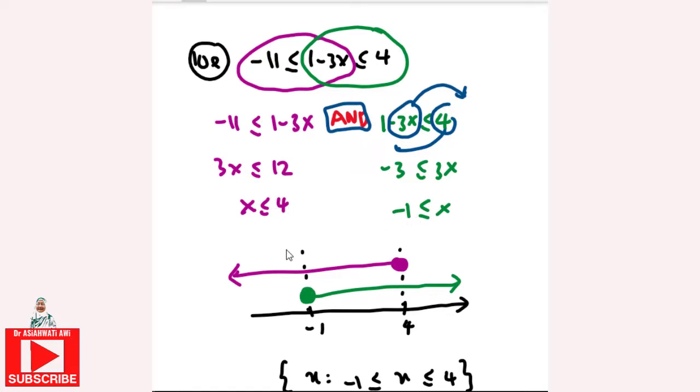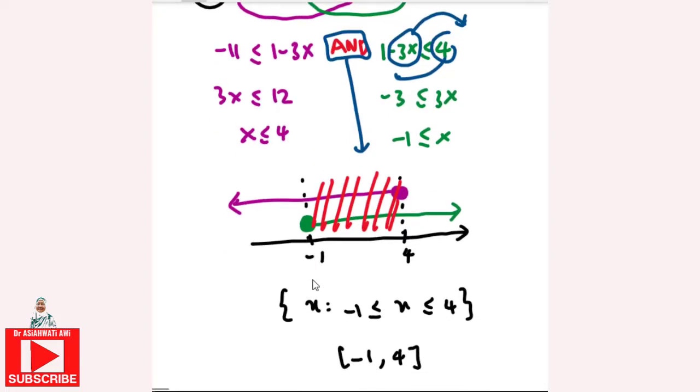Okay, and then do the number line, real number line. Okay, because of the word and, you get overlapping. Okay, so the region, and the answer is here. Okay, between negative 1 and 4 included. And leave the answer in set solution or in closed interval.